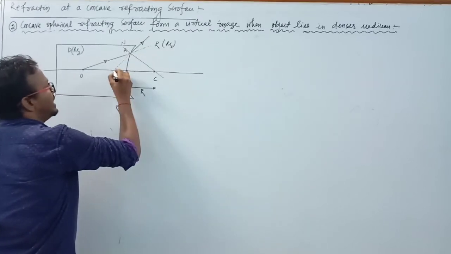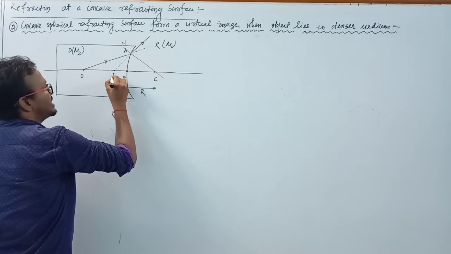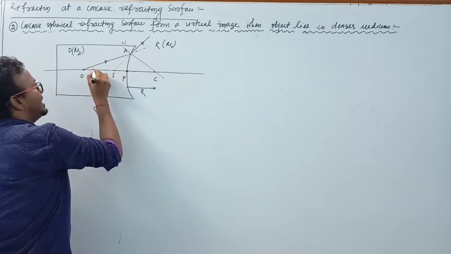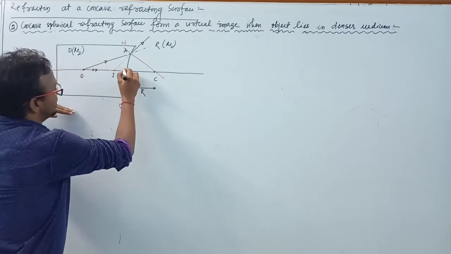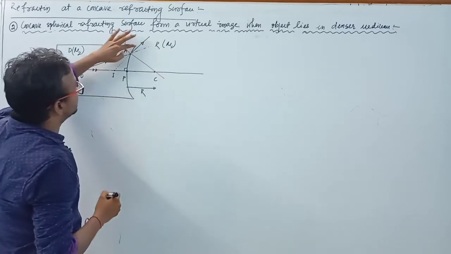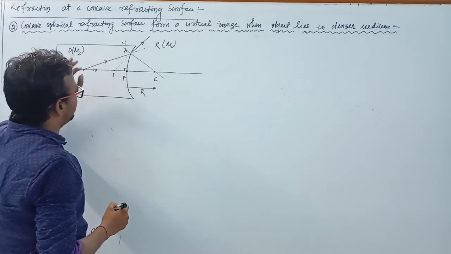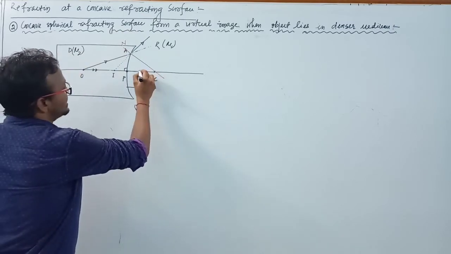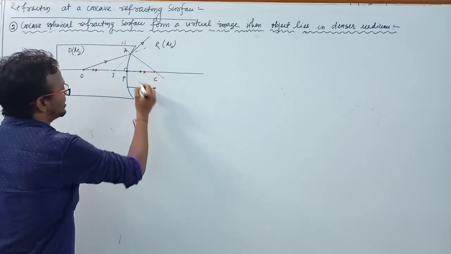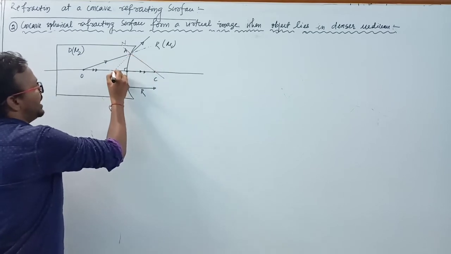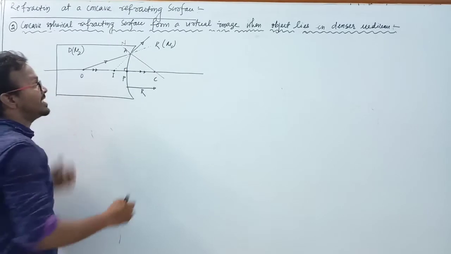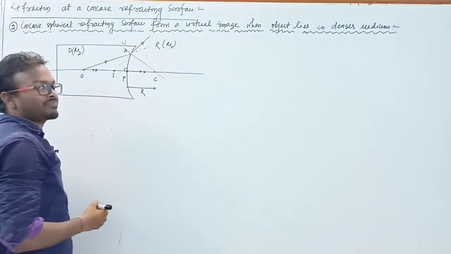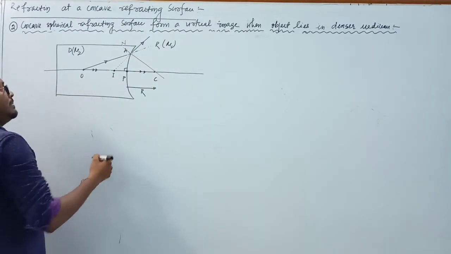Here this refracted ray appears to meet the principal axis at this point. If we again incident a second ray normally on the pole, or normally on the aperture, this ray passes straight in this direction, and these two rays virtually meet at this point I, which forms a virtual image. This ray is known as the refracted ray. So what is the angle of incidence here?